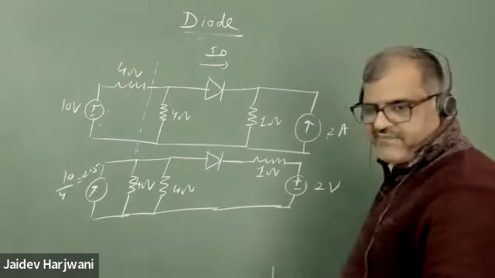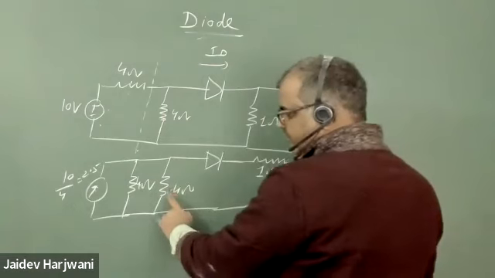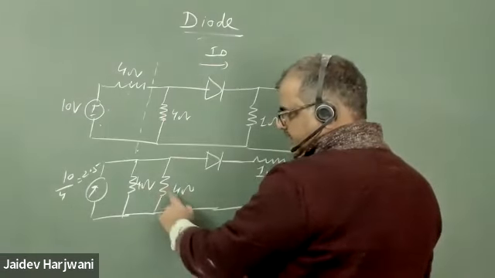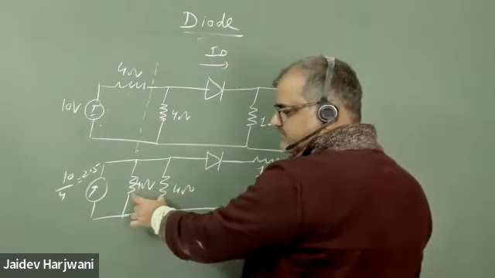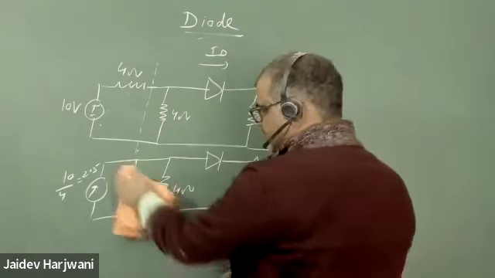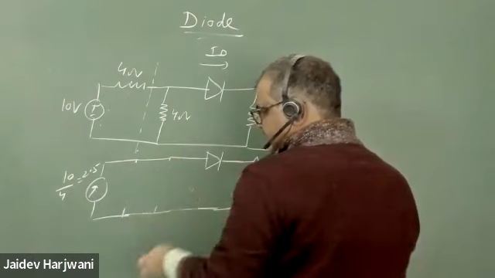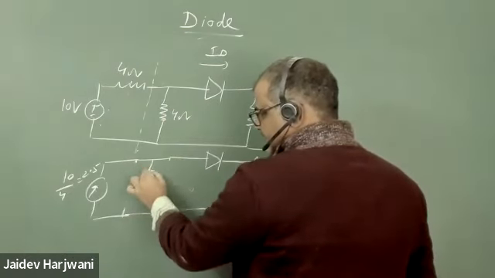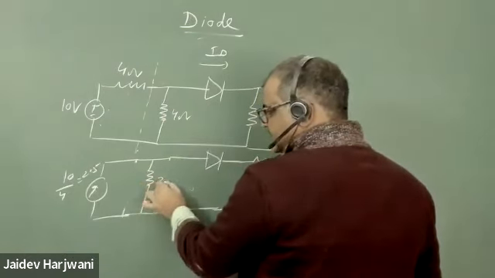Now I can simplify the circuit further. This is the 4 ohm in parallel. So the equivalent of these two resistances will be how much? 2 ohm. So I can remove this one because they are in parallel, and I can replace this diode by a 2 ohm resistance.